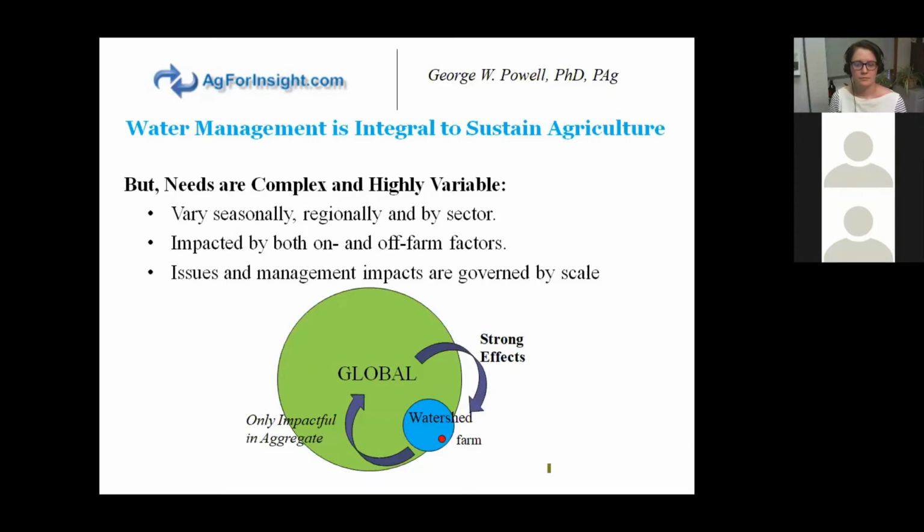And these issues and management impacts are governed very strongly by scale. So what you do or experience at the farm level is very strongly influenced by what's going on at the watershed level, which in turn is very strongly influenced by global processes. So the strong effects come down the chain of scale. In the opposite direction, farm impacts on the watershed are only impactful in aggregate. So you need a lot of farms changing practices to have a change at the watershed level. You need a lot of watersheds changing before there's a global impact.